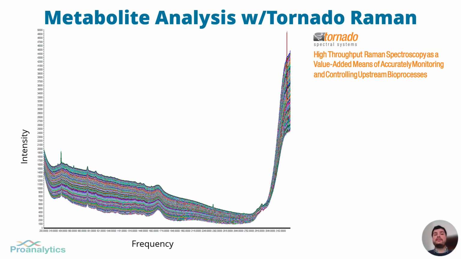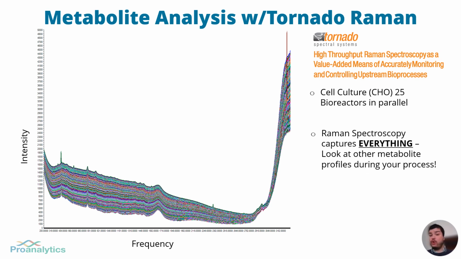After talking about studies from the literature, let's talk about a study from Tornado Spectral Systems. Here is a typical profile from Tornado Spectral Systems. The data you are looking at is the data from 25 bioreactors running in parallel. These are all mammalian runs, CHO cells. You can see that the runs are very consistent.